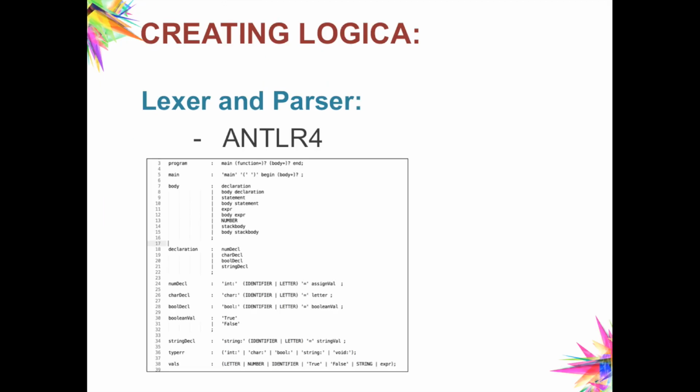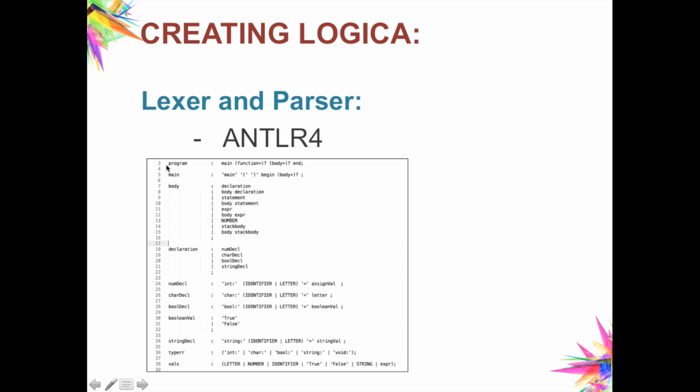Next, I will talk about how we created this programming language. First, we went through the lexing and parsing phase, and for that we have used a tool called ANTLR version 4. ANTLR basically helps developers create their own lexer and parser by giving the grammar. So here is a sample of our grammar. It's not all of it, it's just a sample.